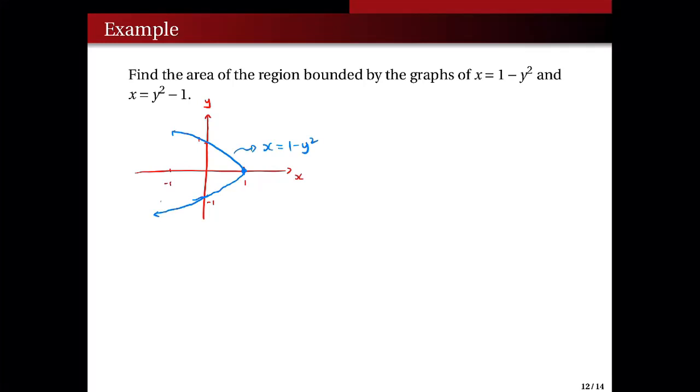And then for this one here, x equals y squared minus 1, this is a parabola that opens to the right. And the vertex will be (-1, 0). So we have the vertex in here. The parabola will be something like this.